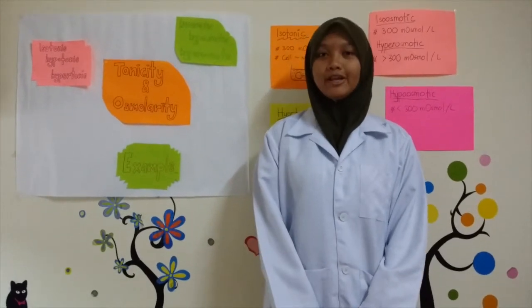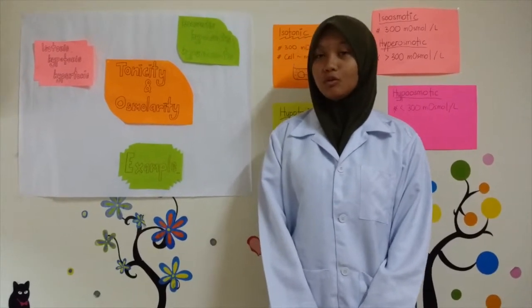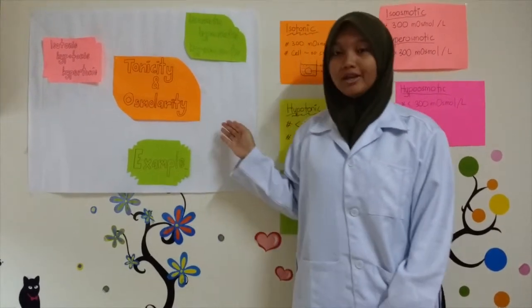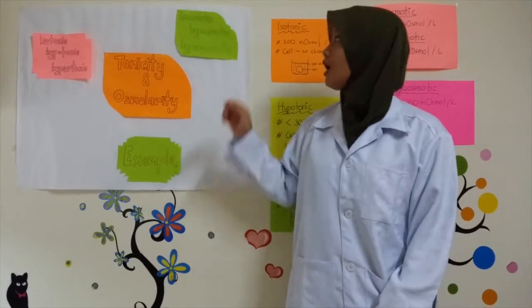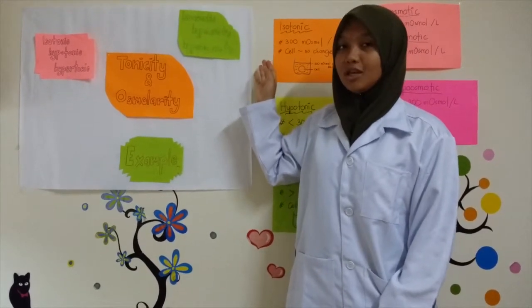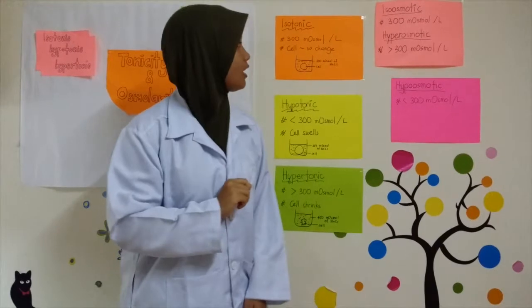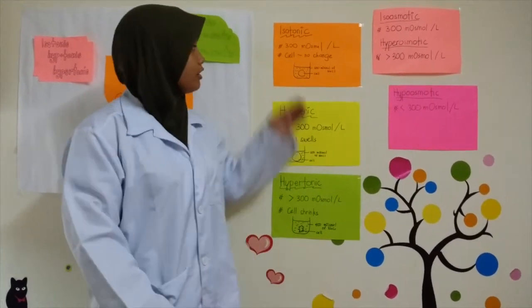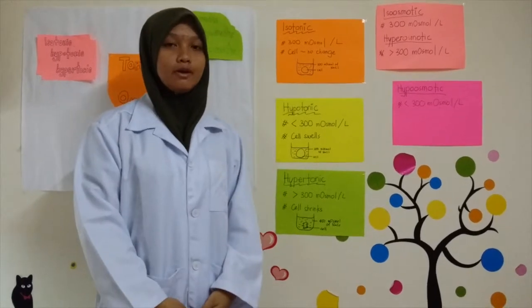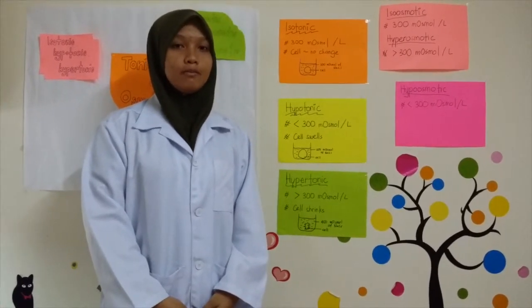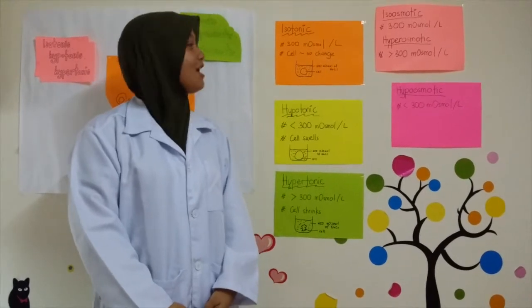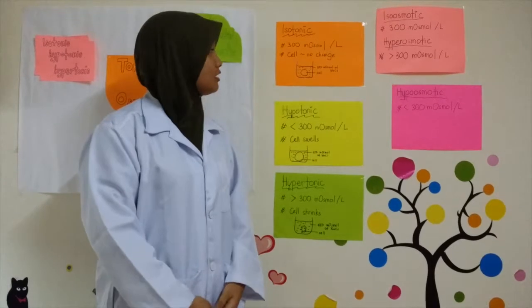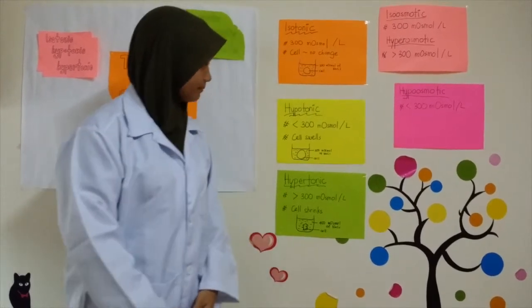Tonicity and osmolarity. Tonicity can be divided into three, which are isotonic, hypotonic, and hypertonic. Meanwhile, osmolarity can also be divided into three, which are isoosmotic, hypoosmotic, and hyperosmotic. Isotonic can be defined as a solution containing 300 milliosmoles per liter of non-penetrating solutes, regardless of the membrane-penetrating solutes that may be present. If a cell is put in an isotonic solution, the cell will undergo no change.